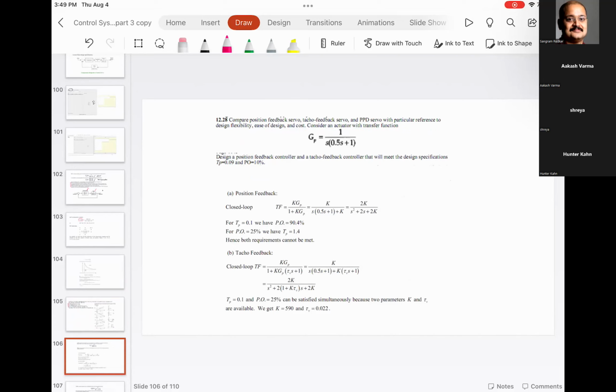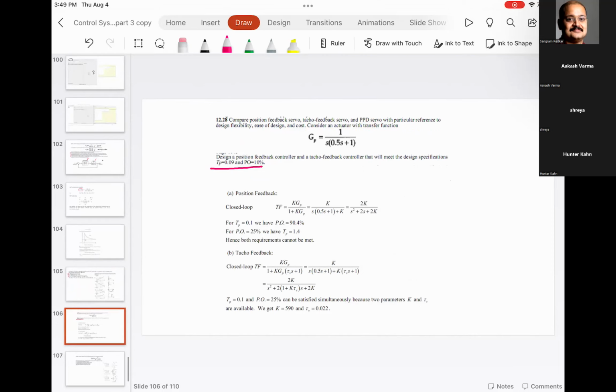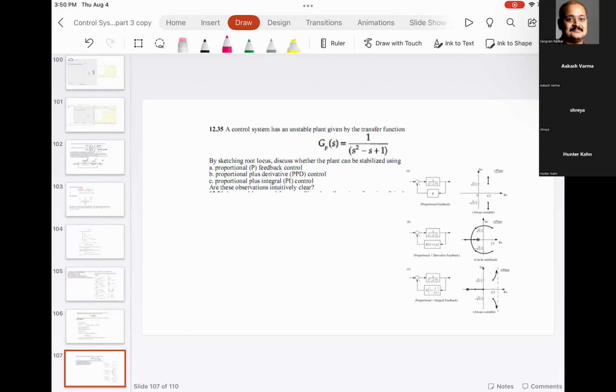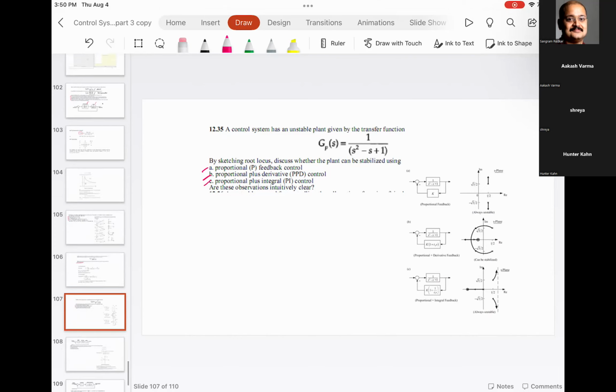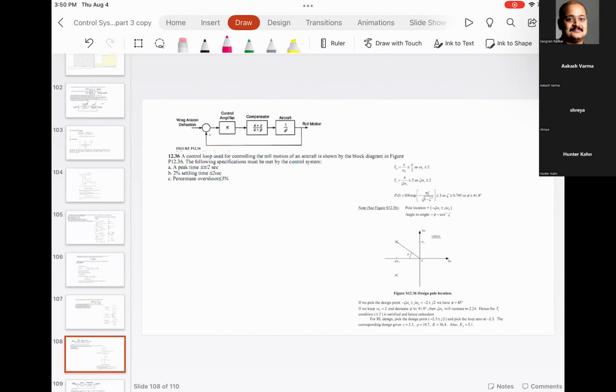The next problem is 12.8. You have a feedback with a tacho feedback, PPD servo, and we have to design for specifications of peak time and percentage overshoot. You can work through this problem and then just verify the answers. And the last part is you have this control system. This is unstable, and we want to design the P control, PID control, and so on. So you can use the PID toolbox inside MATLAB to work these problems out.